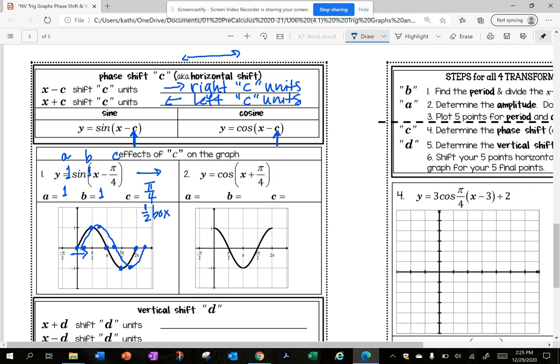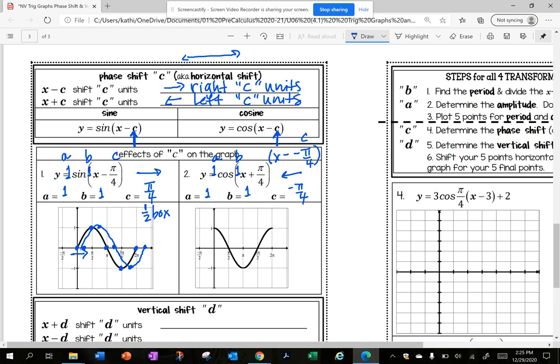Okay, let's do another example. Y equals cosine of the quantity x plus pi divided by 4. So my amplitude A is 1. Number of cycles in 2 pi is 1. And this says x plus pi over 4. So if it helps, think of this as x minus a negative pi over 4, because a minus a minus is a plus. So I know c is negative pi over 4. So I'm going to the left on this one.